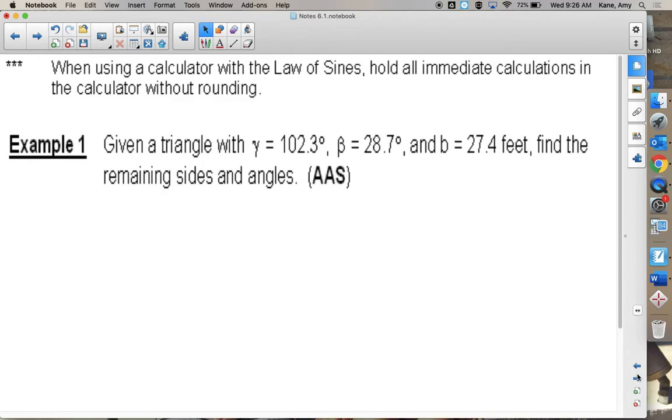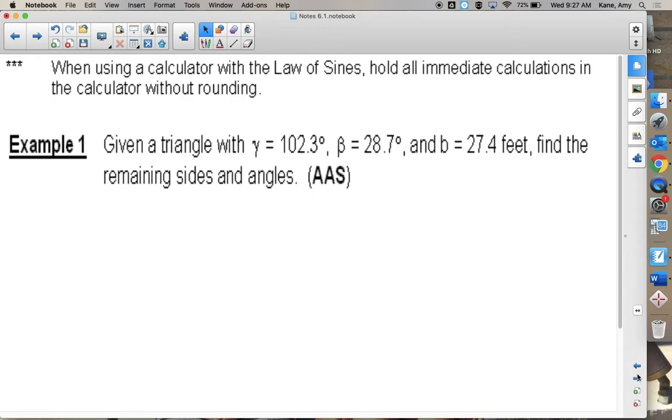When using the calculator with the law of sines or the law of cosines, it says hold all intermediate calculations in the calculator without rounding. So all that means is you're not going to take the sine of 102.3 degrees and round it, and then take the sine of the other angle and round it, and then use those two rounded numbers in your formula to get another rounded number. The goal is to keep everything in the calculator, use the second answer function so that nothing is rounded until you get to the final answer. It keeps angles and sides more exact. The less rounding, the more exact.